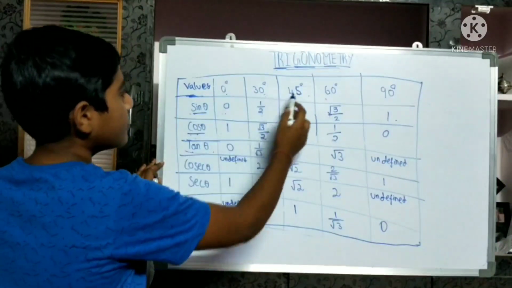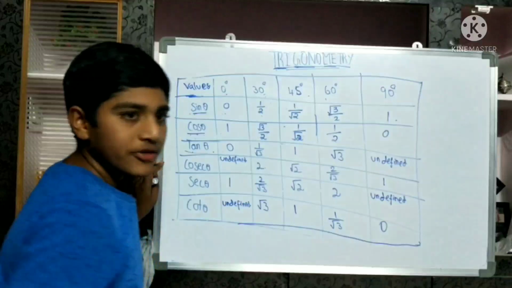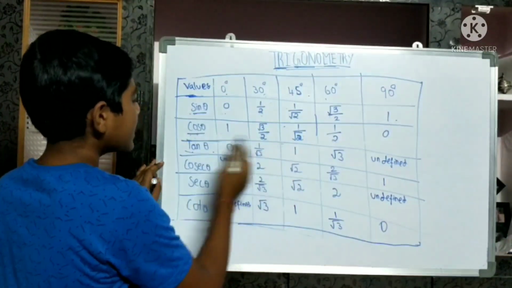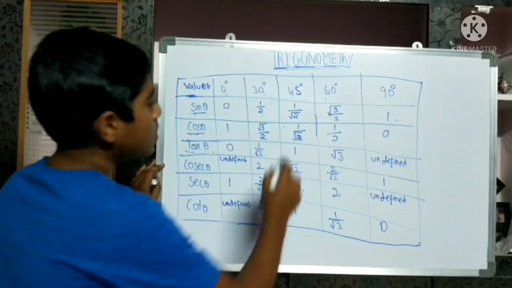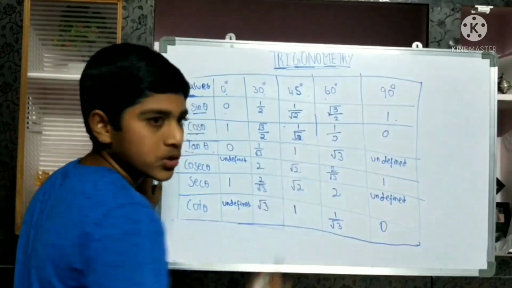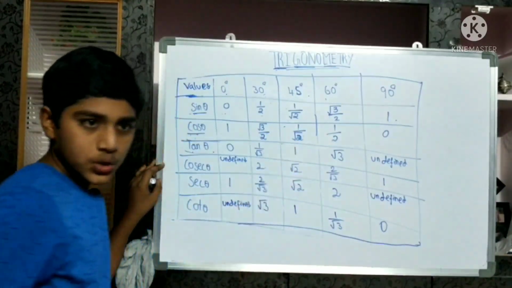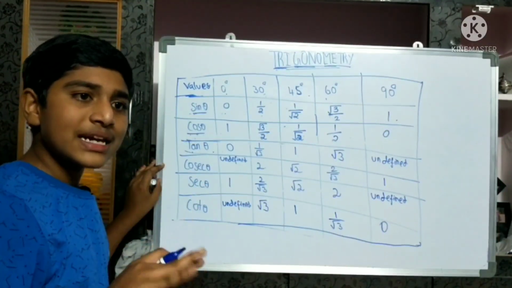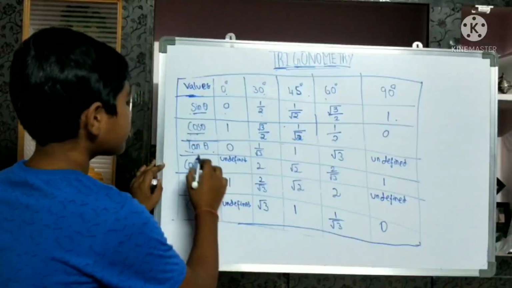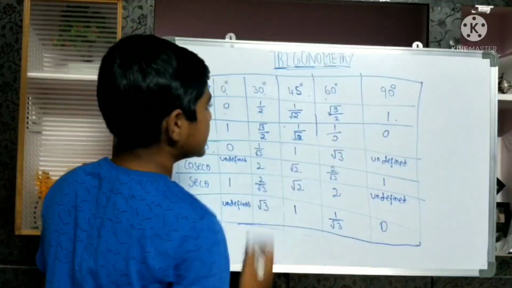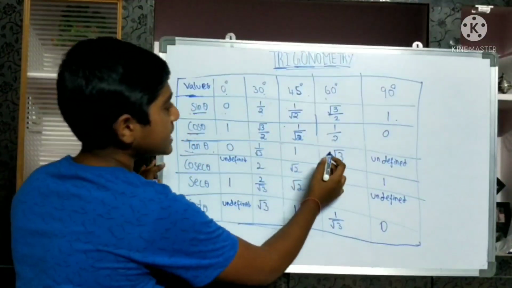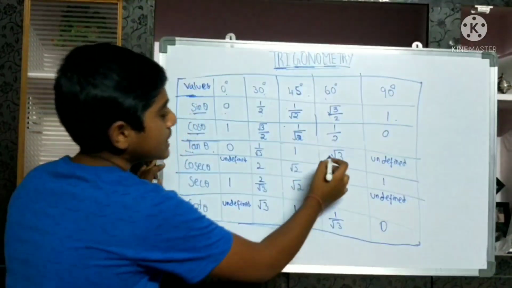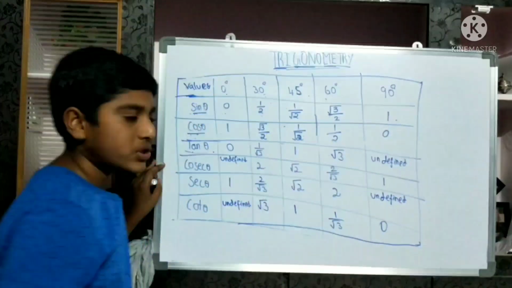And in the same way, for tan 45 degrees, that means sin 45 degrees by cos 45 degrees. So 1 by root 2 by 1 by root 2. That means it is equal to 1 because any number divided by itself is 1. Okay. And next, tan 60 degrees. Tan 60 degrees is equal to root 3 by 2 by 1 by 2. That means it is equal to root 3.